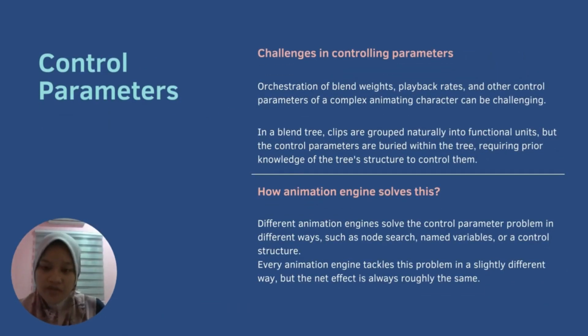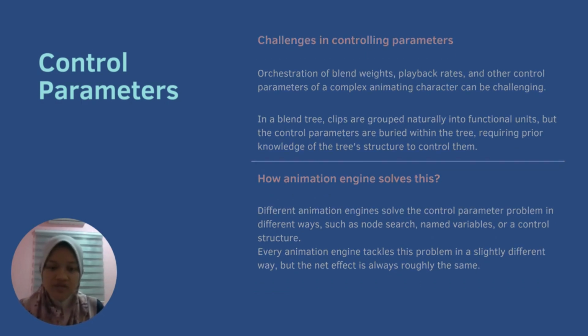For control parameters implementation, there are some challenges, where sometimes the control parameters are buried within the tree, requiring prior knowledge of the tree structure to control them. But animation engines solve this in different ways, such as node search, named variables, or control structure. Every animation engine tackles this problem in a slightly different way, but the net effect is roughly the same.